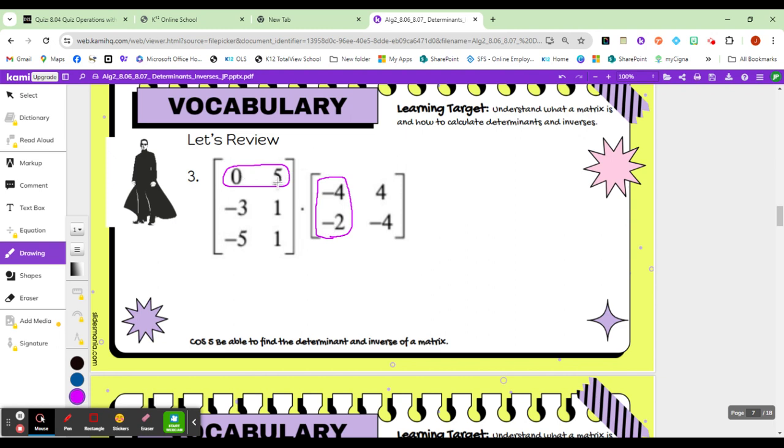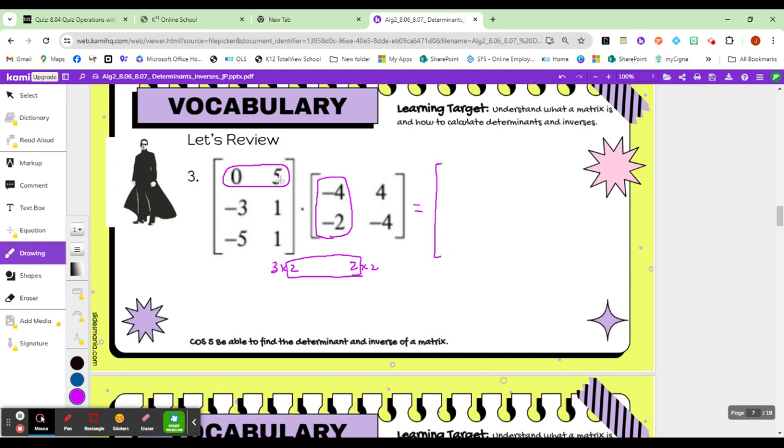If you don't have the same number of numbers in the row that you do in the column, then your multiplication is not defined. Remember, another thing that we can do is look at the dimensions. This first matrix is a 3 by 2. This second matrix is a 2 by 2. And remember, these inside dimensions have to be the same for you to be able to multiply. All right, so let's get to multiplying.